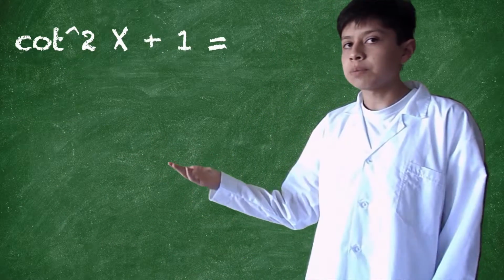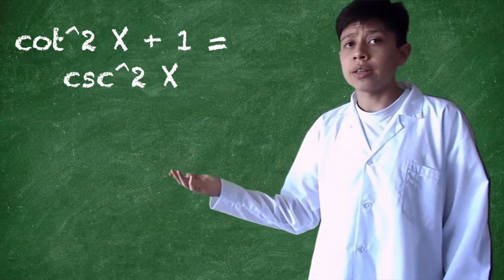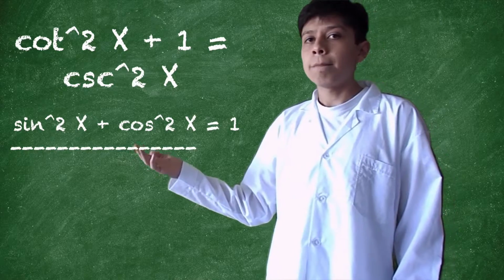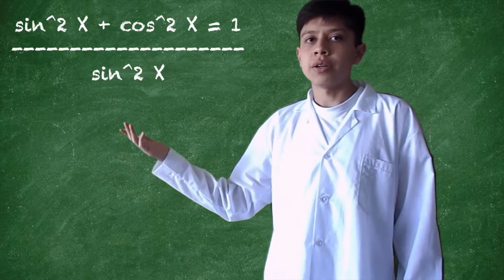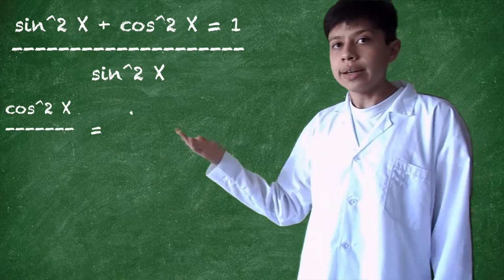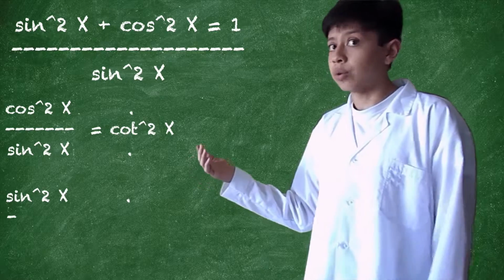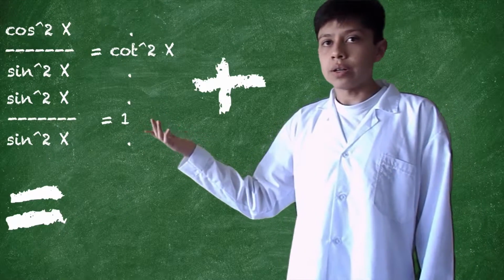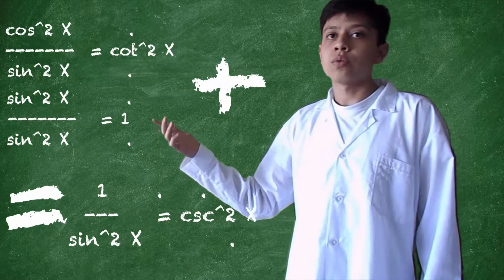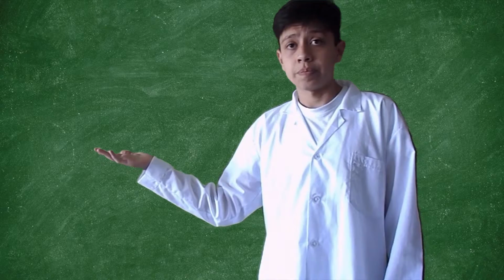The second identity is cotangent square x plus 1 equals cosecant square x. That is the result of dividing the main Pythagorean identity by sine square x. Here the process is also very simple. Cosine square x over sine square x is cotangent square x, and sine square x over sine square x equals 1, and all of that equals 1 over sine square x, that is the same as cosecant square x.